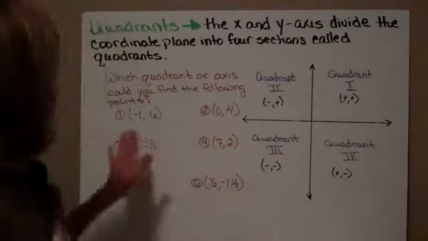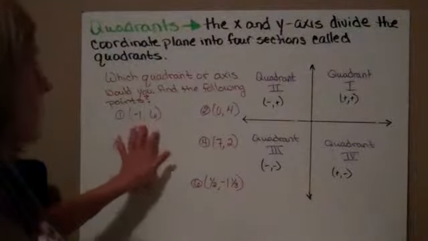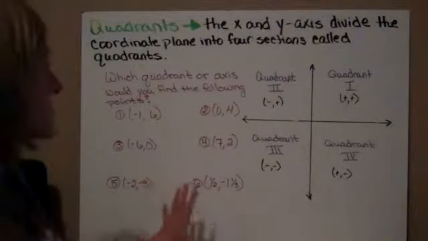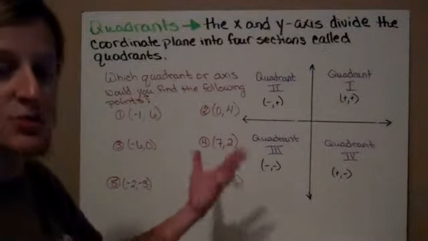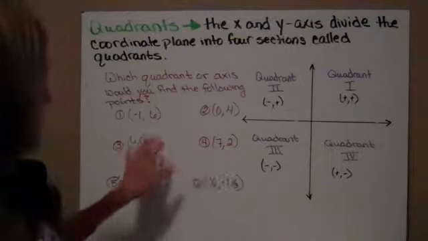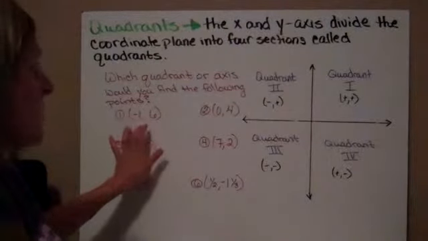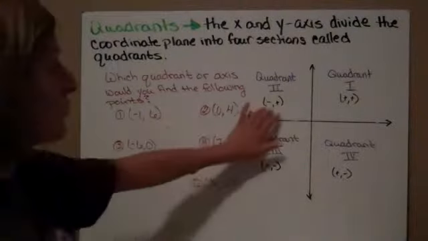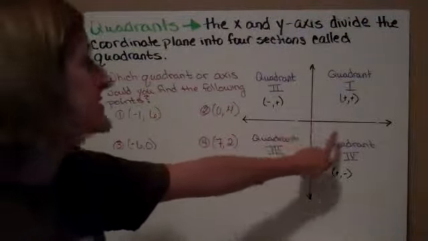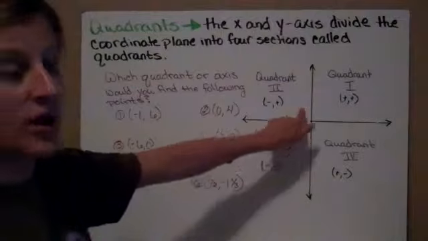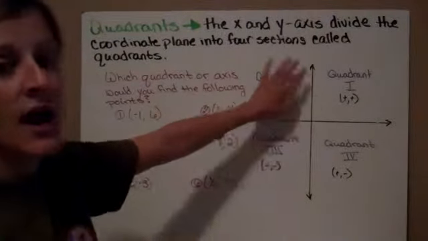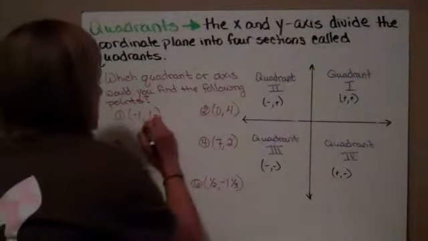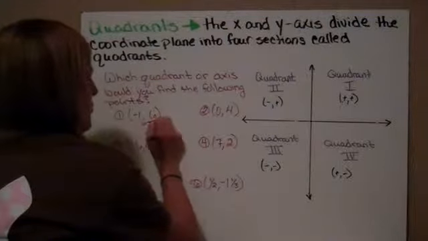So if I'm looking at these points, I want to know which quadrant, or if it's on an axis, which axis they're going to fall on. So if I go -6, 1, the x value is negative, and the y value is positive. Well, that's going to be quadrant 2, because if I go over to -6, up to 1 will be about here, and that falls in quadrant 2. So I'm just going to put a 2.